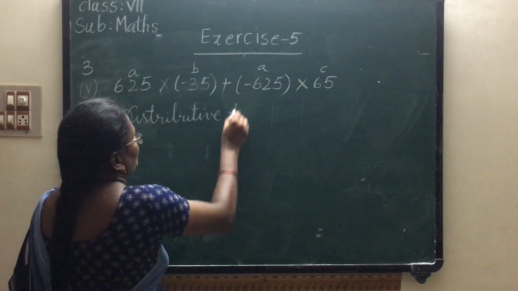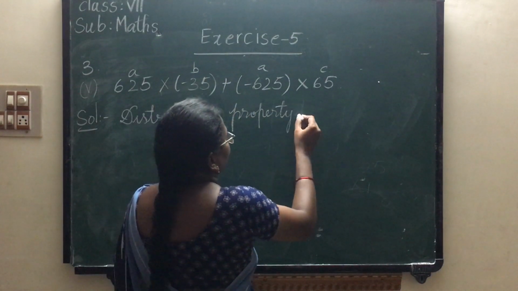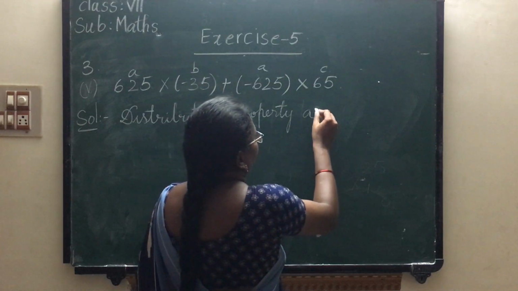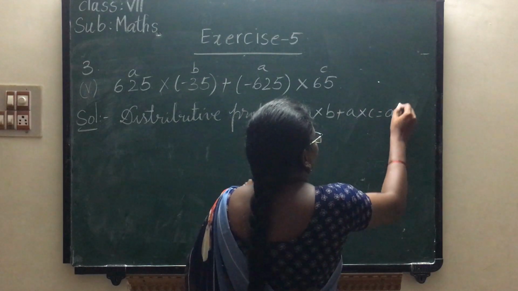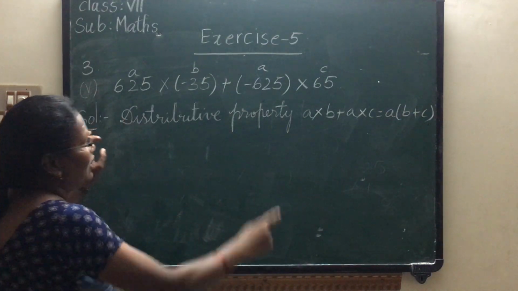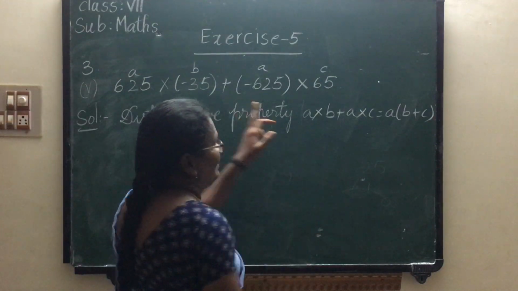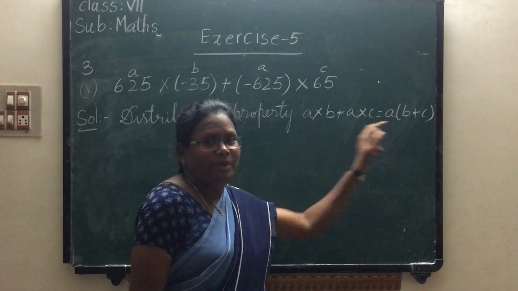First I am writing the formula. Distributive property: A into B plus C. The given sum is like this: A into B plus A into C. We have to write A into B plus C.